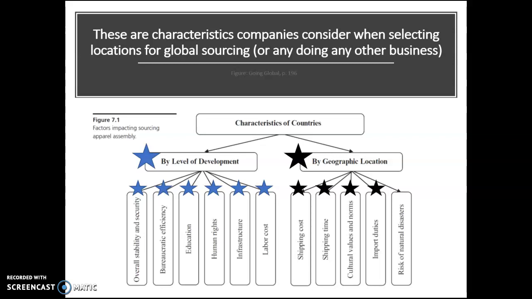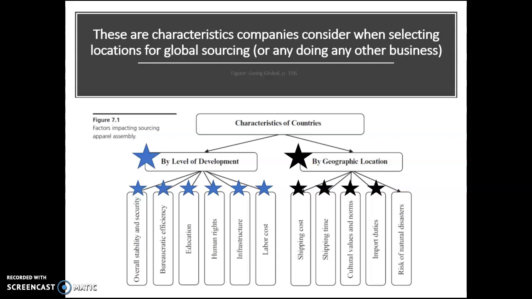Import duties. So we've been talking a ton about this when we talked about trade. Reminder, import duties is the extra price you pay on top of the price of goods when you bring a shipment into the country.